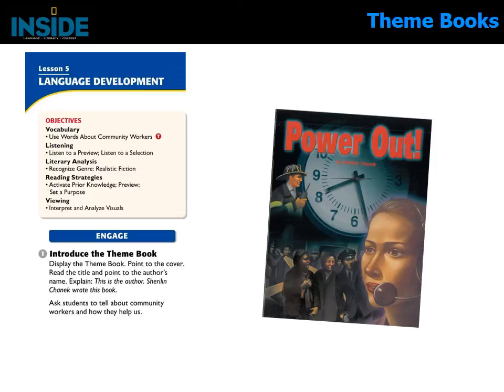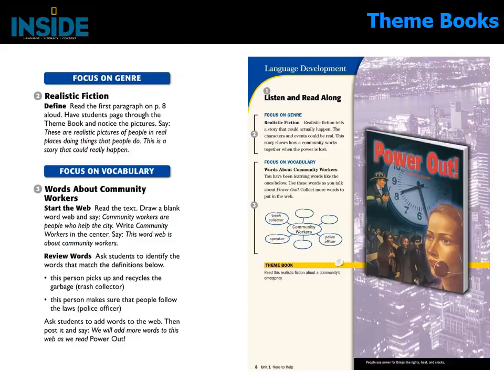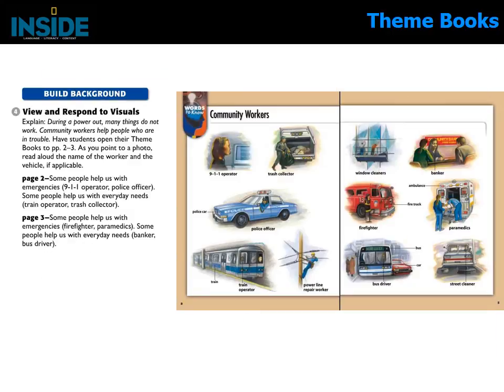The theme book instruction begins by engaging the students as you introduce the title and author of the theme book. Then, using the Insight Student Book, introduce the genre you'll be reading and create a word web using key vocabulary that they will find in the theme book. Now it's time to build background using the Words to Know spread on pages 2 and 3.